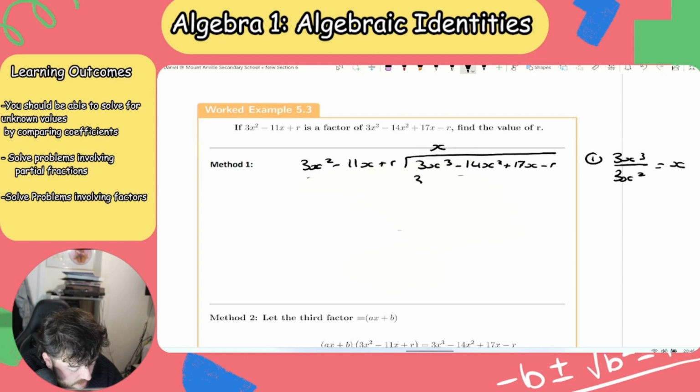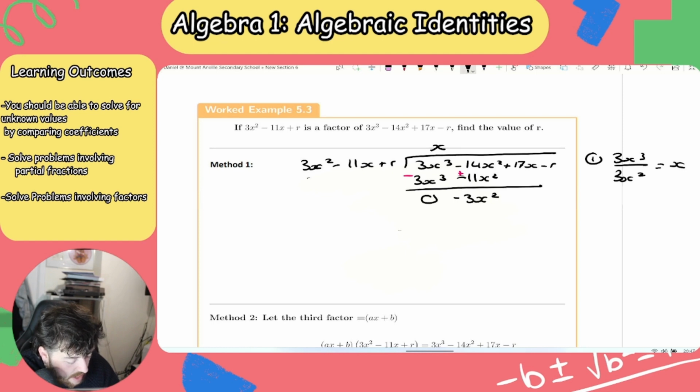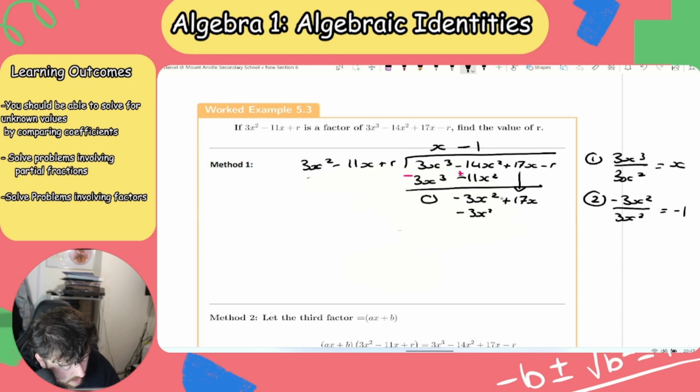x times 3x squared is 3x cubed. x times minus 11x is minus 11x squared. You know the drill. Take away the signs. Minus, that minus becomes a plus. So 0 minus 14x plus 11x is minus 3x squared. Bring down the plus 17x. Second one, minus 3x squared, I'm dividing that by 3x squared. Minus 1. Right, minus 1 like that is minus 3x squared. Minus 1.